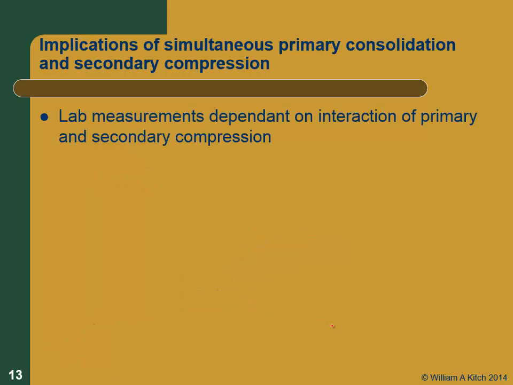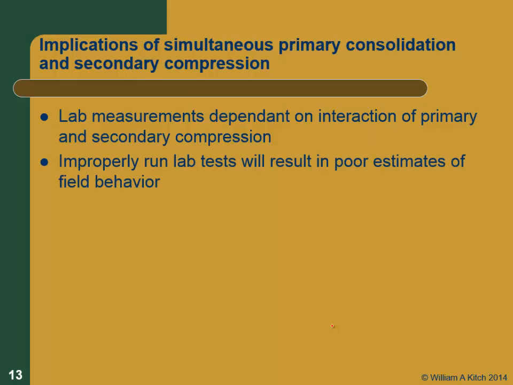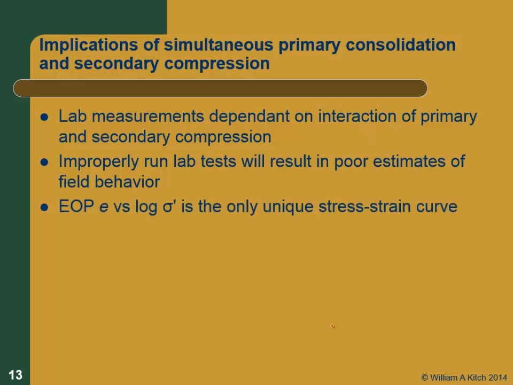So what are the implications of this? Well, the lab measurements we make are dependent on the interaction of primary and secondary consolidation, because they really are both going on at the same time. And if we don't understand that, and we don't run the lab tests right, then we're going to get really poor estimates of the field behavior. And the end of primary is the only unique stress-strain curve for our soil. I'm not saying it's necessarily the right one to use in all circumstances, but it's the only unique one that's available.